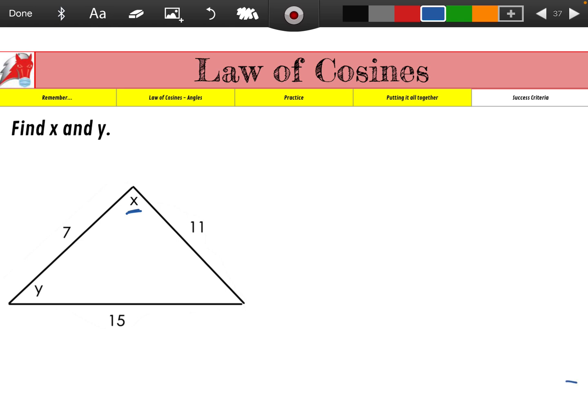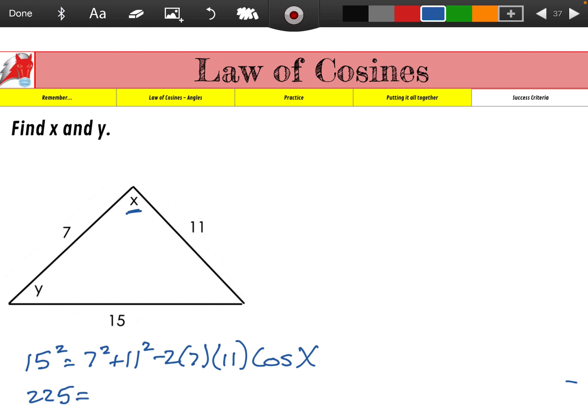So here's x first. So I'm going to go, if I'm doing x, 15 has to go first, right? That's what's connected. 15 squared equals 7 squared plus 11 squared minus 2 times 7 times 11 cosine x. Set it all up. I'm going to actually take some steps in there. So I get 225, 49, 121, 154. So I should get to this point. So I go 225. Combine 7 squared and 11 squared, I get 170. Okay, minus 154. That's 2 times 7 times 11.